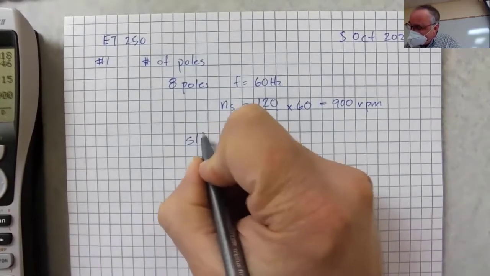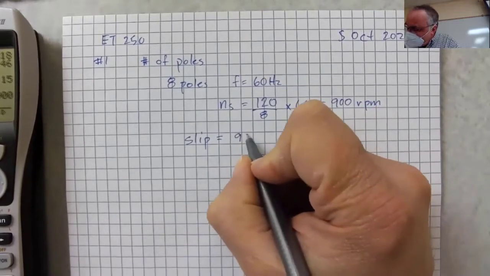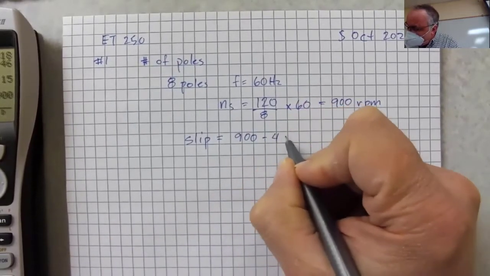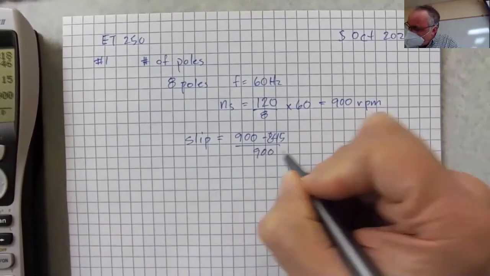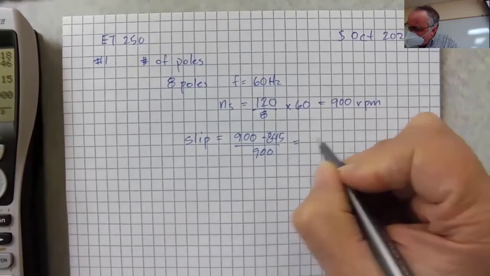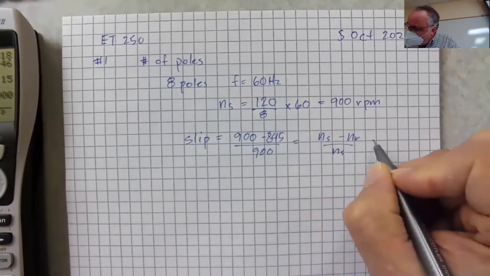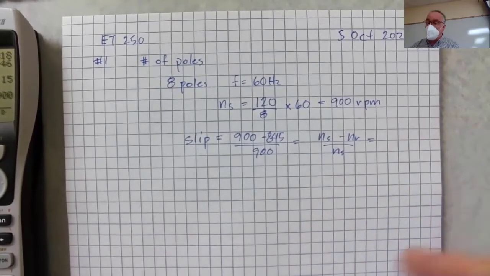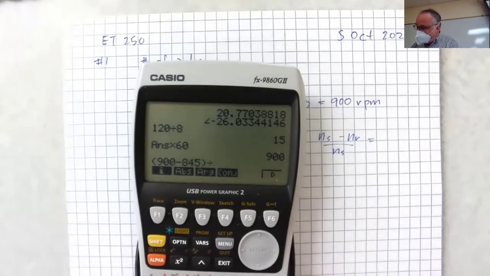What was the speed of the motor? 845. So slip is 900 minus 845 over 900. That's NS minus NR over NS. Any questions on that? So parentheses 900 minus 845 divided by 900.